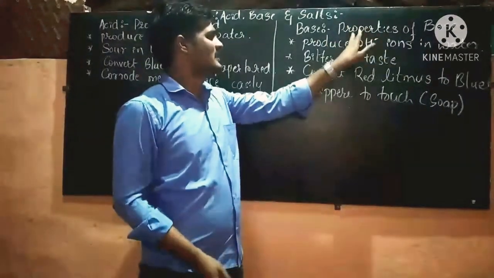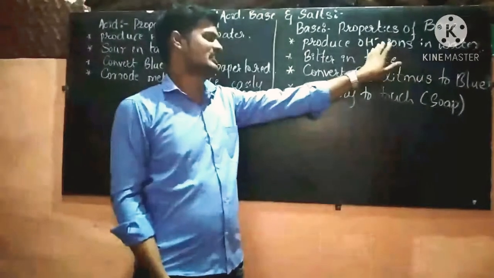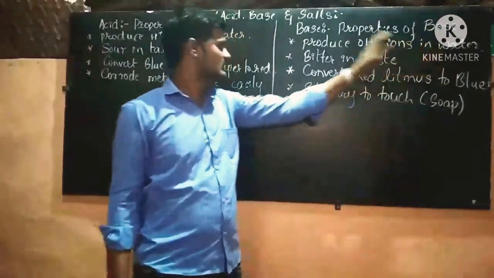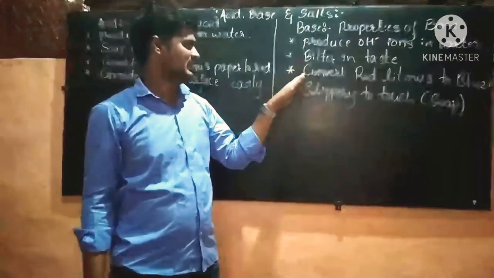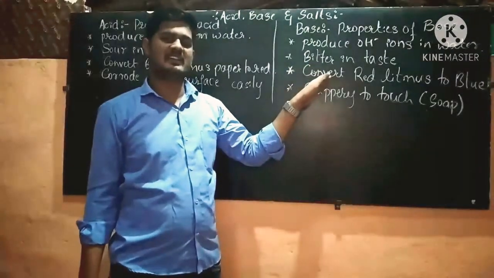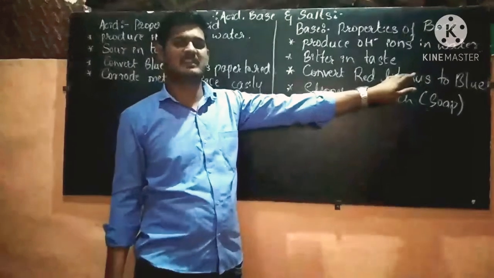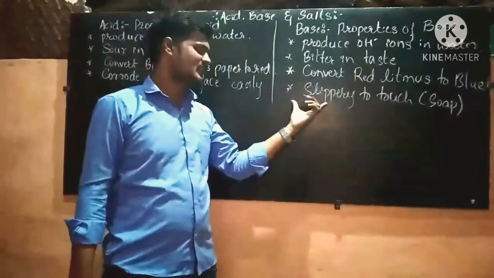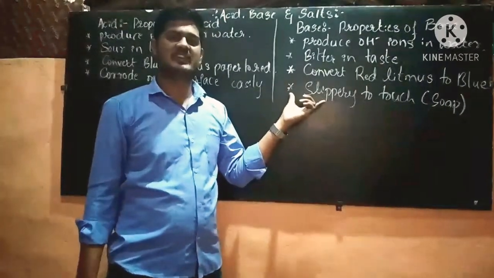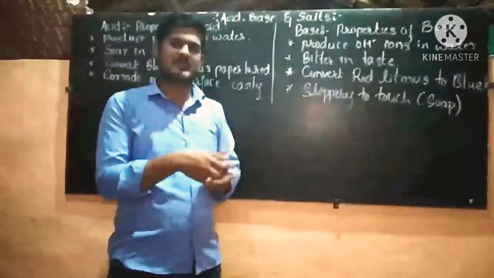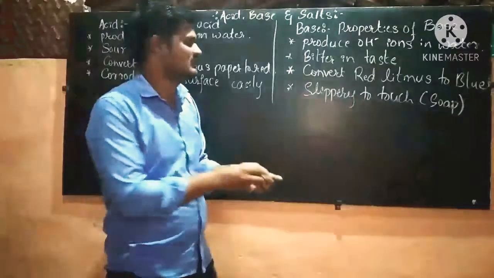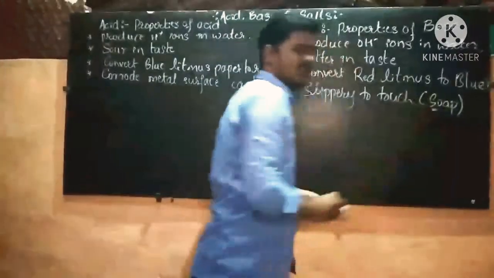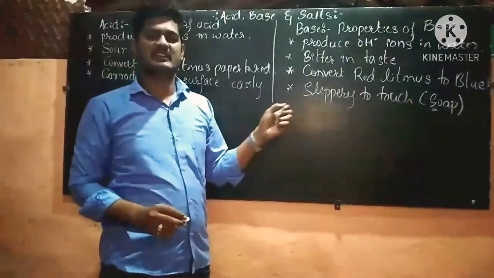The first one is, bases produce OH minus hydroxyl ions in water, and the next one is, bases are usually bitter in taste, and then bases have a tendency to convert red litmus paper into blue, and the last one is, bases are slippery to touch. Whenever we touch a base, we will feel a slippery touch. For example, soap has a slippery touch.